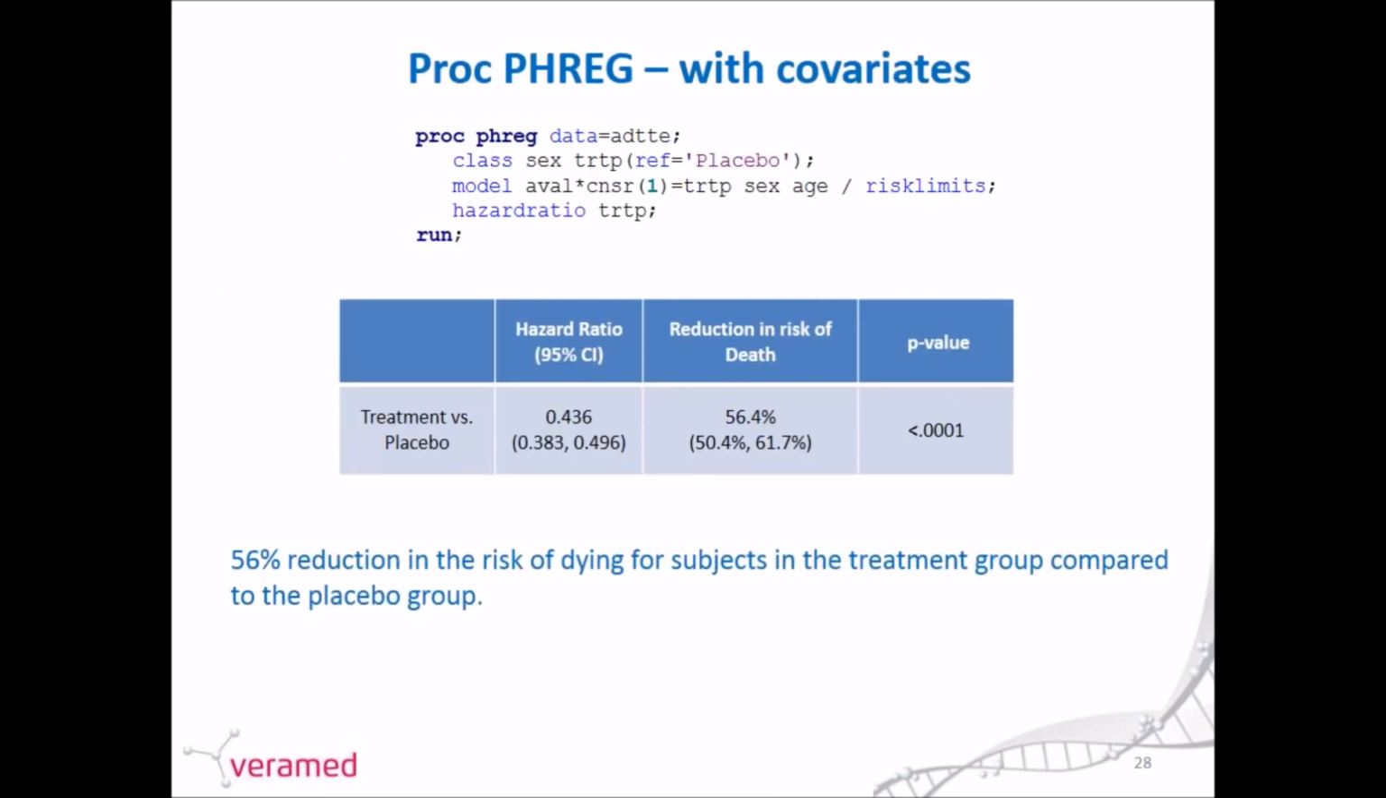So to put this into proc phreg, we have sex added to the class because it's a categorical variable, and then simply add your covariates after treatment, so sex and age in there. Now, as you can see on the results here, the hazard ratio very similar to before, and the reduction risk of death is still at 56%, which is what we would expect to see.